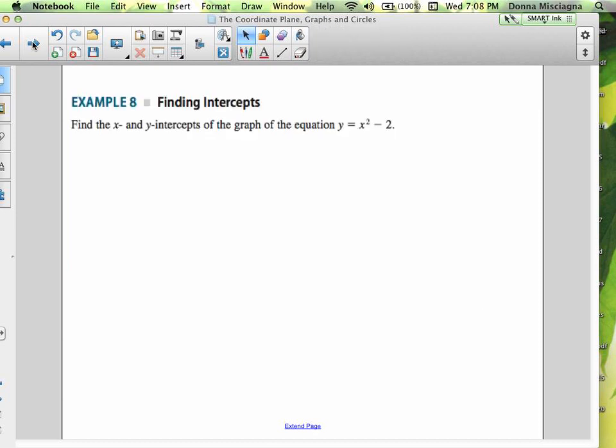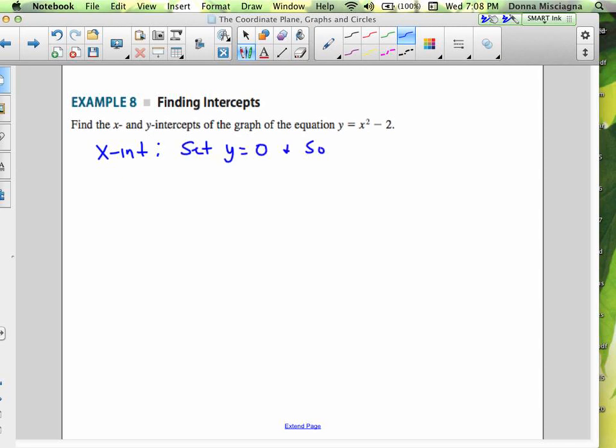All right, so finding intercepts. Find the x and y intercepts of the graph of the equation y equals x squared minus 2. All right, very easy to find your x and y intercepts, no matter what the equation is. For the x-intercept, set y equal to 0 and solve. So we have 0 equals x squared minus 2. Since we have no x term, why don't we get x by itself and take a square root of both sides? So let's add 2 to both sides: 2 equals x squared. And then take the positive and negative.